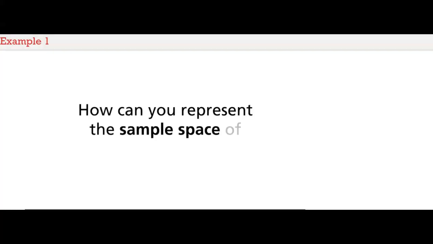Represent the sample space of a repeated experiment? Think about this question during the lesson.